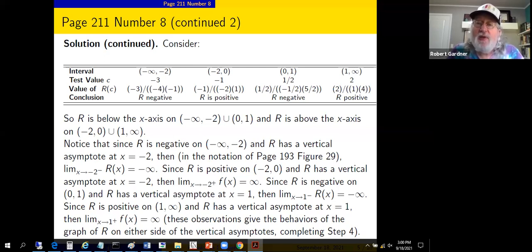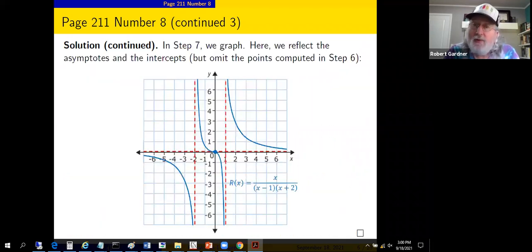Similar analysis over here at 1. It was negative on the left and positive on the right. It must go down on the left, the negative side, and it must go up on the right, on the positive side. You might want to digest that. It's a lot easier once you see a picture, but we're trying to create the picture. So we've got to take this positive, negative information and convert it into behavior near the asymptotes. Here's all that information.